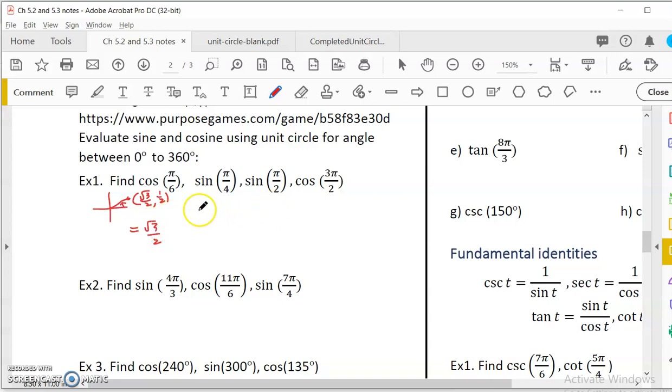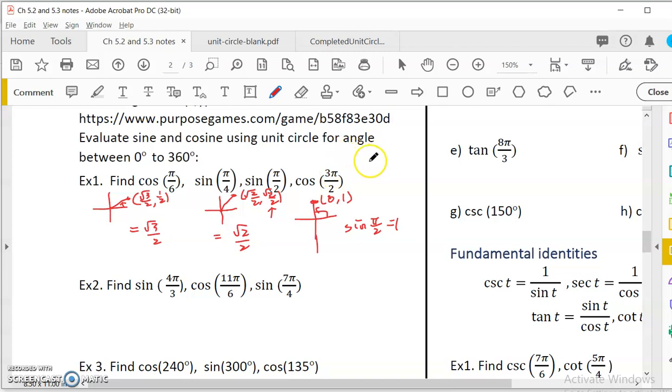Pi over 6. And so cosine is this, so that's equal to root 3 over 2. So in your worksheet, I want you to do it this way. It gives you a chance to, okay, pi over 4 is the 45 degree. The terminal point is root 2 over 2, root 2 over 2. Sine is the y of it, so that is equal to root 2 over 2. Sine pi over 2, that's really easy because it's the 90 degree. This point is 0, comma 1. So it will equal 1 because it's a y coordinate.